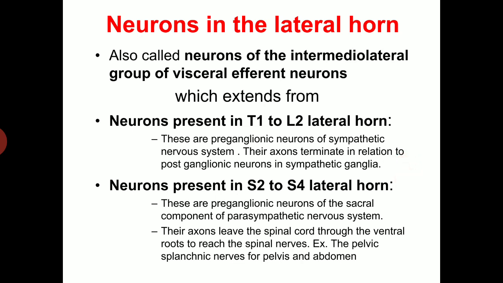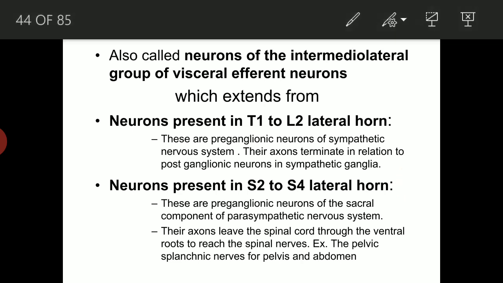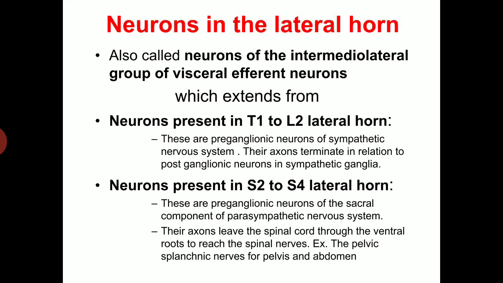Neurons present in S2 to S4 lateral horn, sacral region. These are preganglionic neurons of sacral component of parasympathetic nervous system, and their axons leave the spinal cord through ventral roots to reach spinal nerves, for example pelvic splanchnic nerves for pelvis and abdomen.